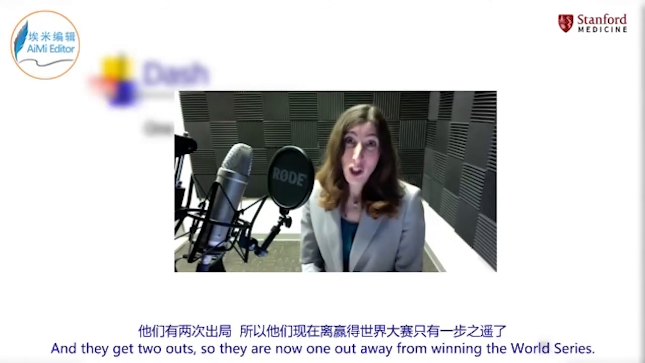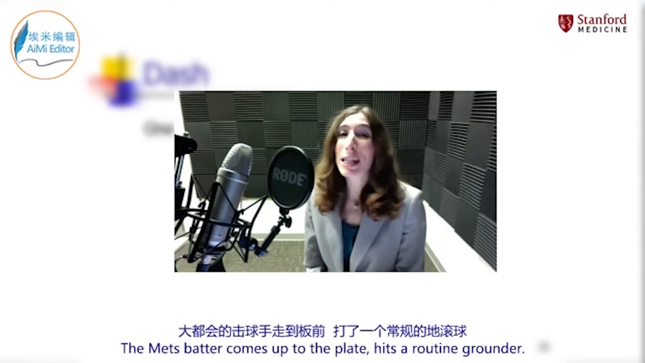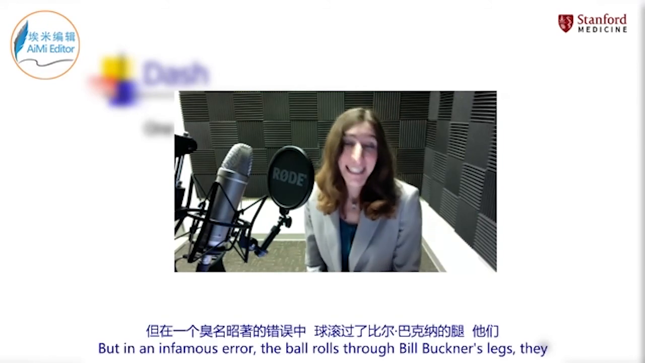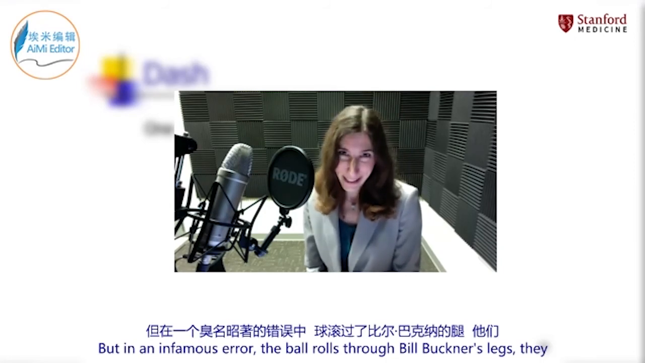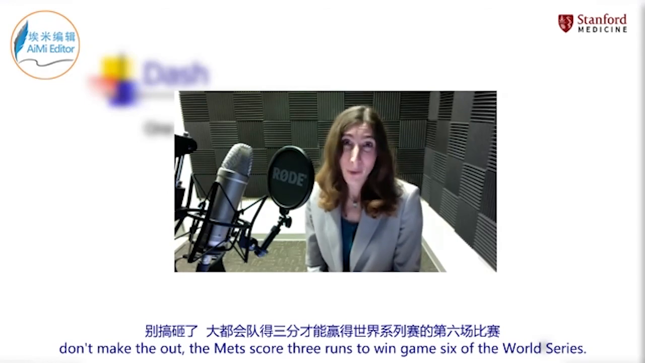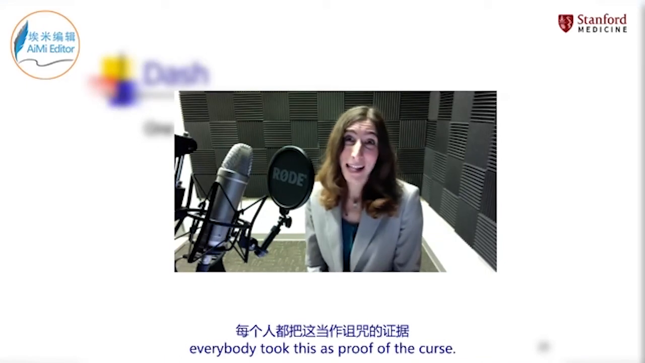And they get 2 outs. So they are now 1 out away from winning the World Series. The Mets batter comes up to the plate, hits a routine grounder. It should have been an easy out. But in an infamous error, the ball rolls through Bill Buckner's legs. They don't make the out. The Mets score 3 runs to win Game 6 of the World Series, and the Mets go on to win the World Series. And everybody took this as proof of the curse.